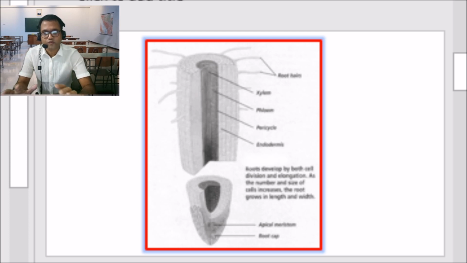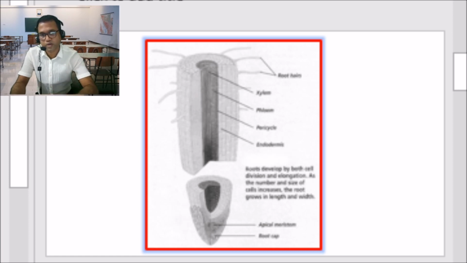So this picture is the monocot root picture. Here is a longitudinal section of a monocot root, and the outer part here is known as root hair. This one is the xylem, phloem, and different parts of the root. And this picture is actually an LS picture of a monocot root.